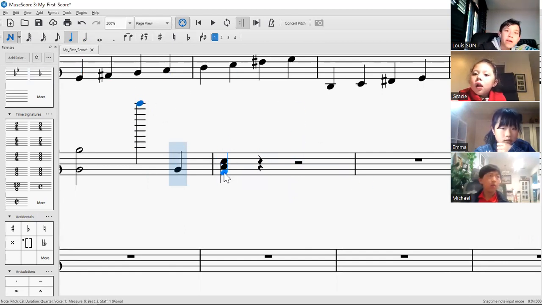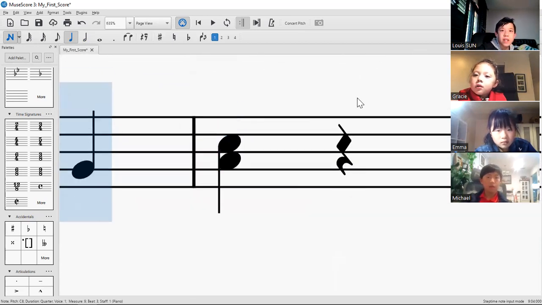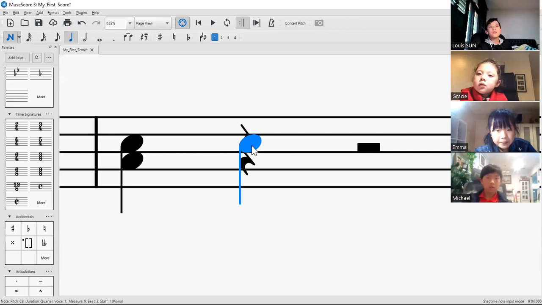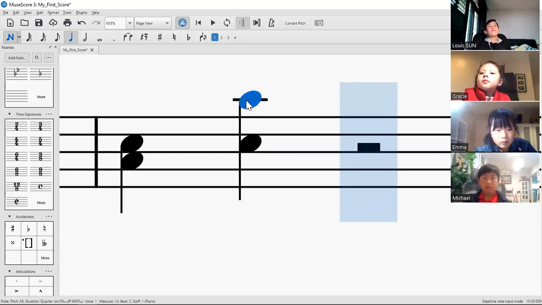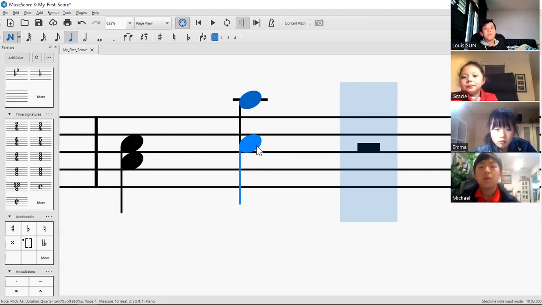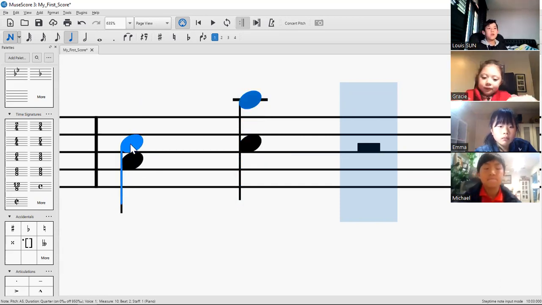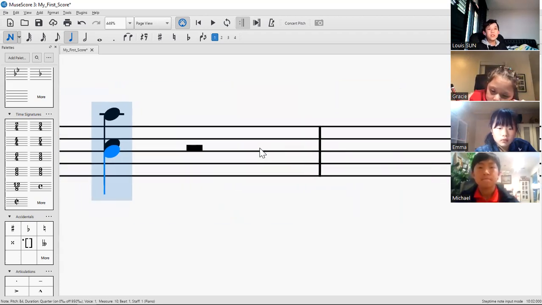Okay, so step 1 is to identify this interval. Step 2, invert it. Step 3, you have to figure out what this interval is. So that is clearly a minor third, and 3 plus 6 equals 9, so that's a sixth, and a minor inverted becomes major, so that's a major sixth. Does that make sense? Cool. Let's try this.